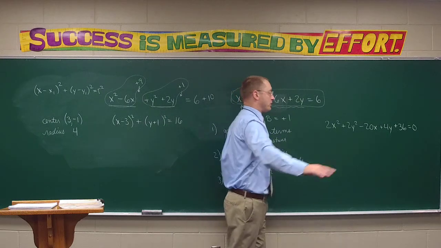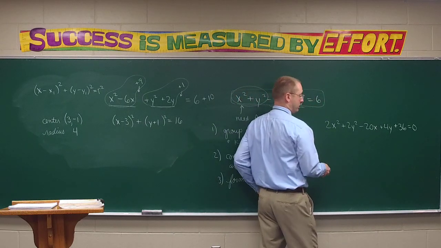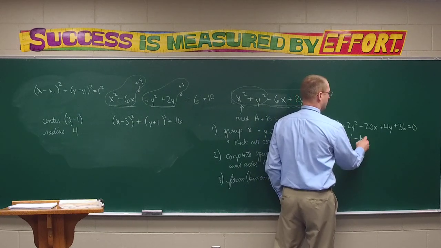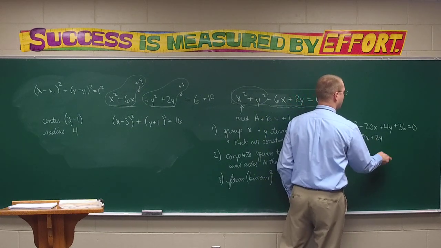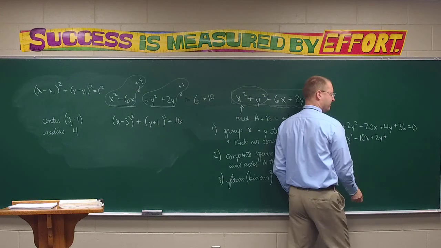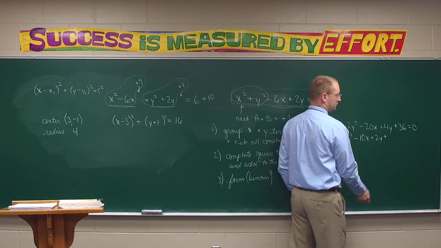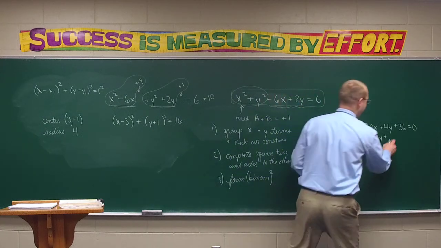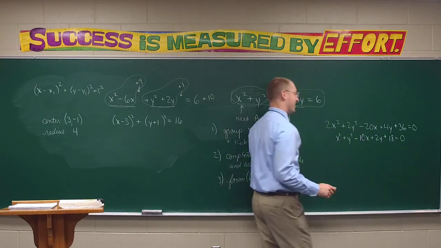Take 2 out of everything. And conveniently, it's easy to take a 2 out of everything. x squared plus y squared minus 10x plus 2y plus 18 equals 0. There we go.